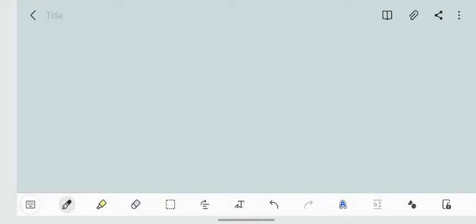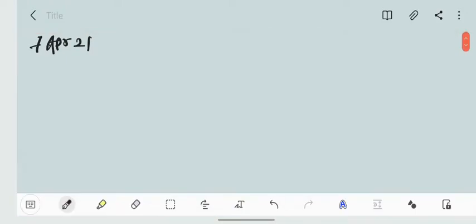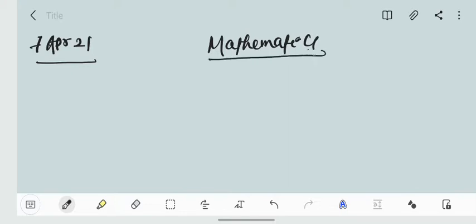Today, on 7th April 21, we'll start with the first chapter of mathematics, number system.